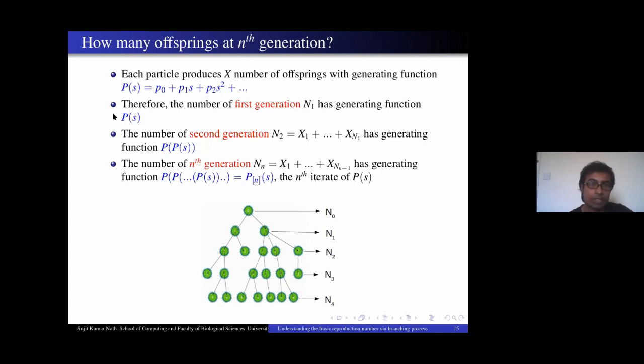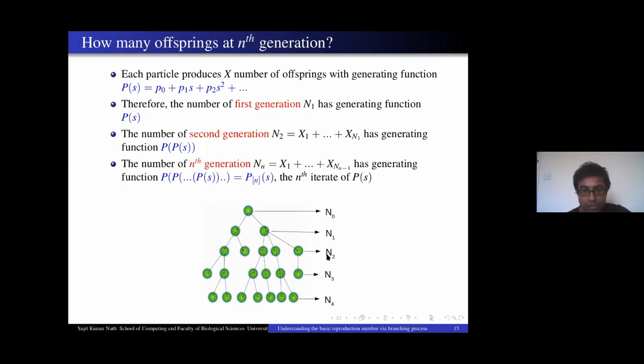Because they are created by a single particle. Now what happens in the second generation? In the second generation, particles are created by the first generation particles, right? In the first generation there was only one single particle, so n0 equals 1. In the second generation there are n1 number of particles. That distribution of n1 is given by this generating function.